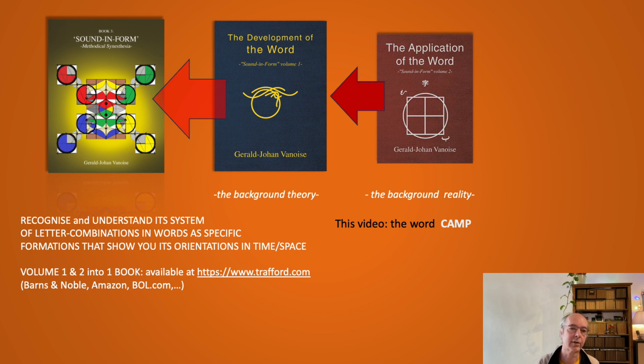the theory behind it. The theory which is also found in the first volume, the separate volume, The Development of the Word, and some extras are in the application of the word. The book is about a system that is developed during the development of the words chapter, and it is about a system of the letter combinations in words which you can learn to understand. You can learn to change them into forms.